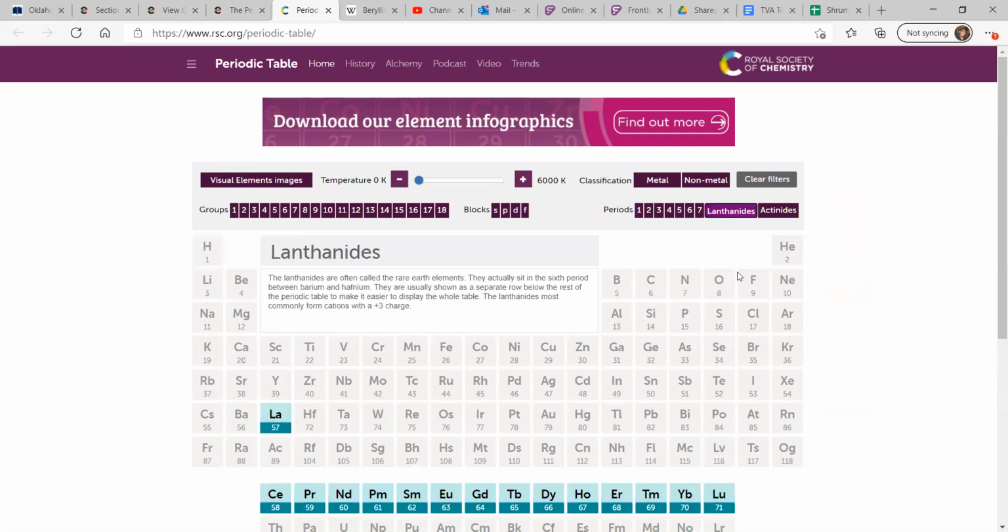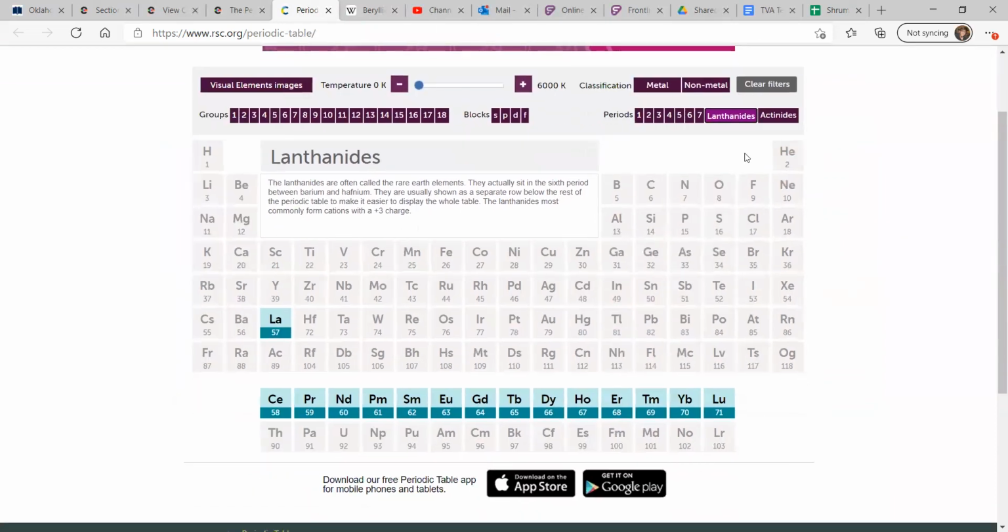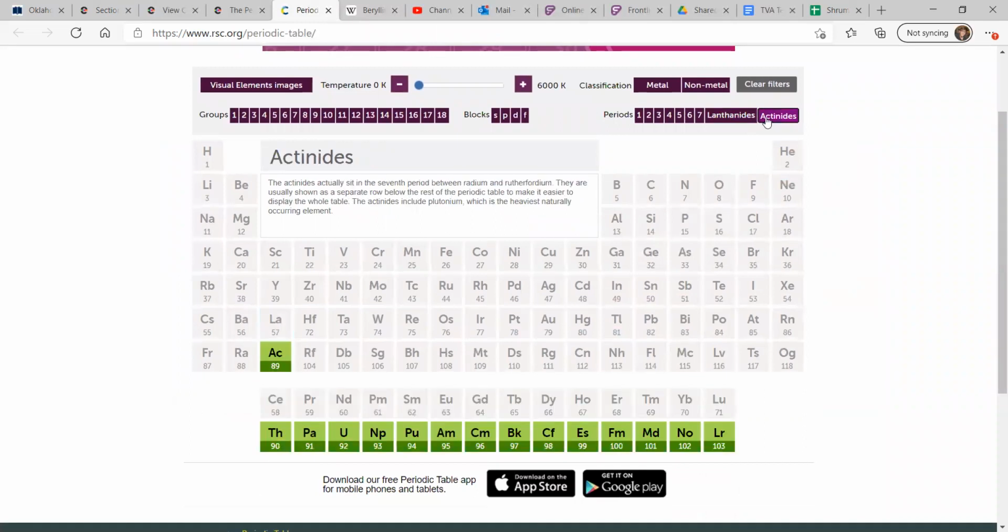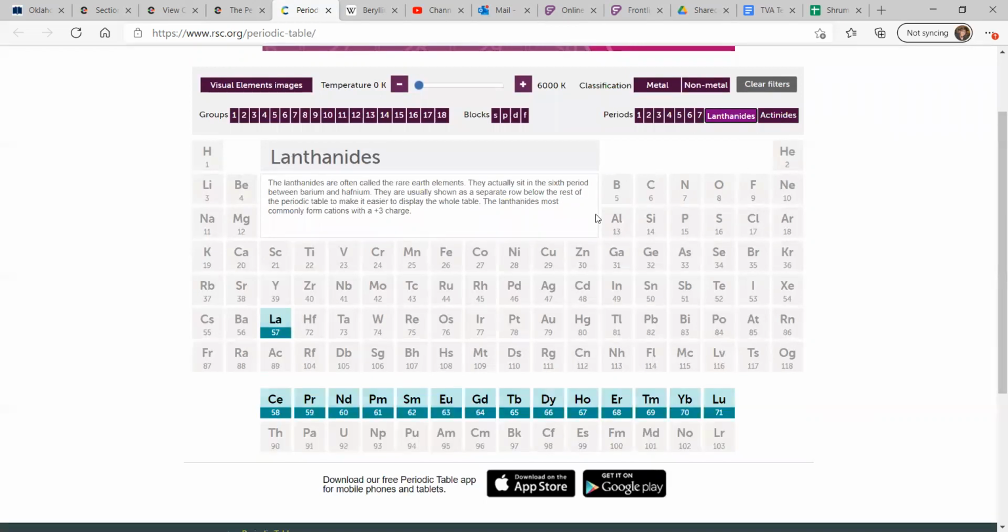So we can do lanthanides, actinides, and these would fit between these, if that makes sense. So all of these would fit right in between these transition metals, and the whole table would stretch further.